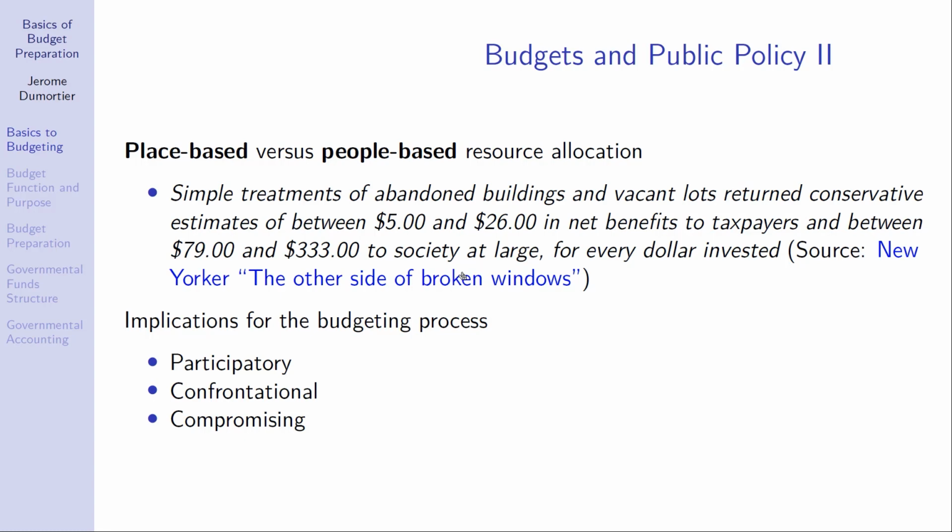Budgets, or policy in general, can also be place-based versus people-based resource allocation. So here, you can think about that you can invest either in people or you can invest in places.